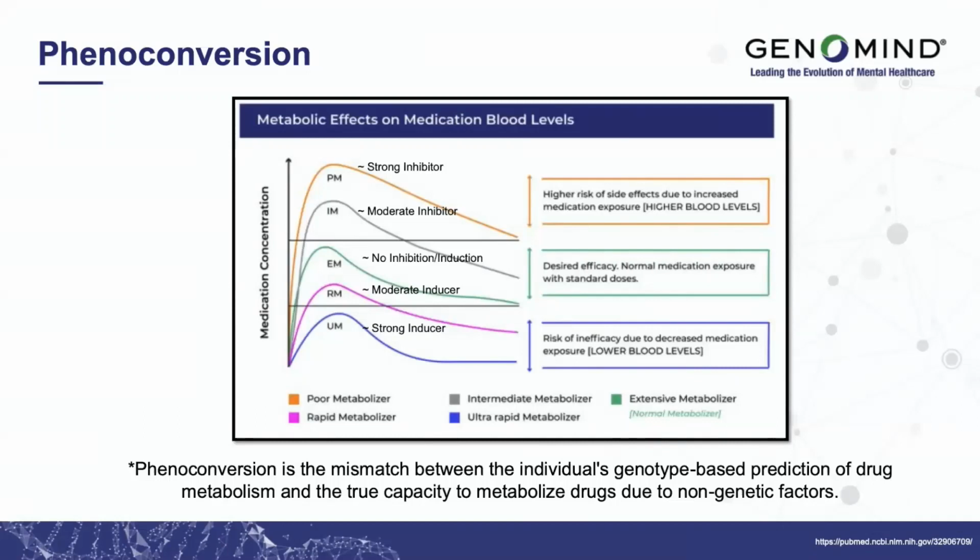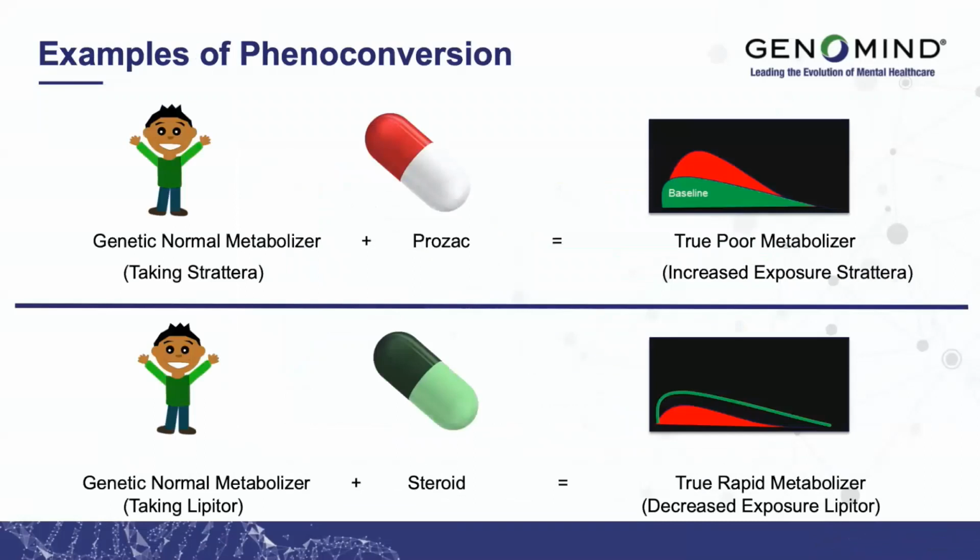In fact, there was a publication about 4 or 5 years back calling phenoconversion the Achilles heel of pharmacogenetics because we were missing so many of these phenoconverted patients, like 20 to 30% of them. So we saw this as a problem, and it's one of the reasons we built the software that we will show you shortly.